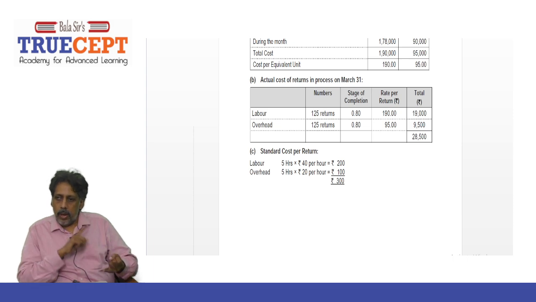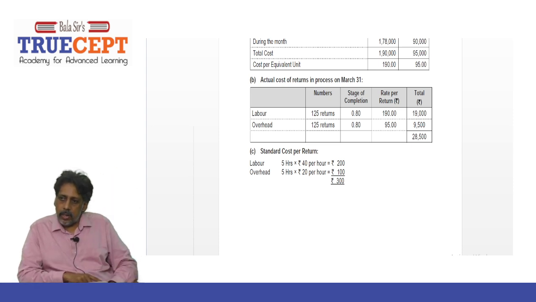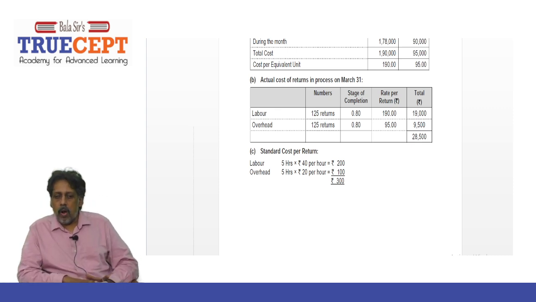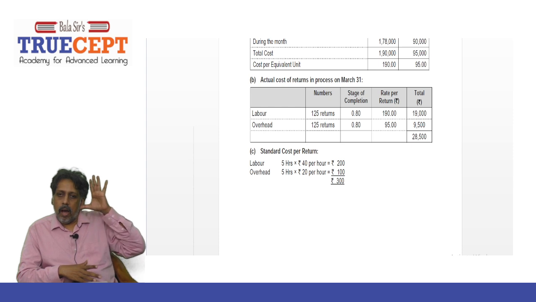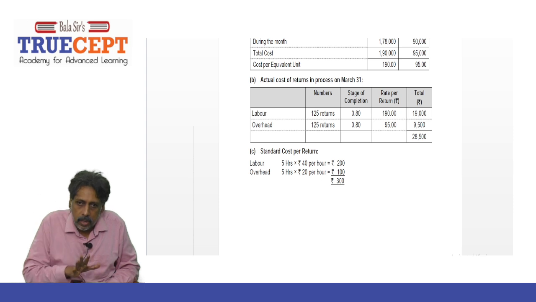And overheads, you can either take 100 units directly into rupees 95, or 125 returns into again 0.8, a percentage completion, that into rupees 95. So how much? 9,500. In all, 28,500 is the value of closing work in progress or returns in process as on 31st March. Is that clear? Yes, sir.